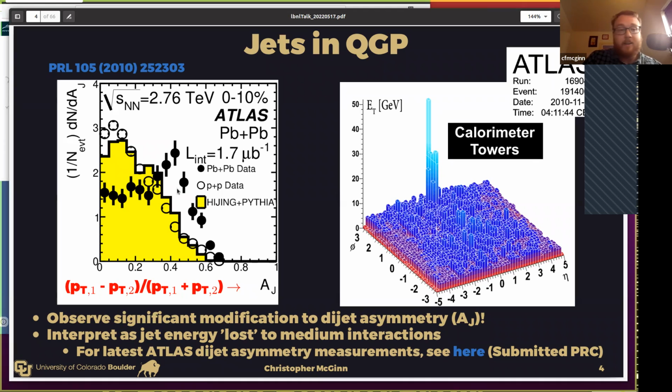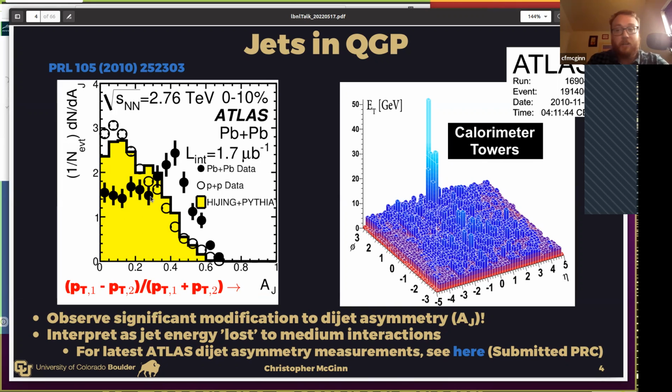The left-hand plot here, if I follow just the black circles, understanding, of course, that my x-axis is asymmetry, so the difference in momentum divided by the sum, it's a measure of relative jet imbalance. The black points show enhanced asymmetry relative to the open circles, the pp data, or an appropriate Monte Carlo, Hijing plus Pythia in this case. That's just to show that none of the detector effects from the addition of the large underlying event in lead-lead are really inducing this peak here in the black points when we compare it to the yellow or the open circles. So we have an enhancement of asymmetry.